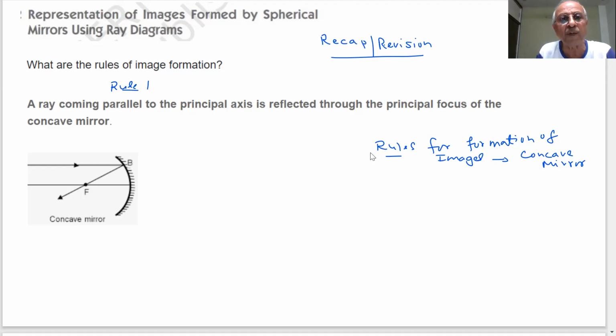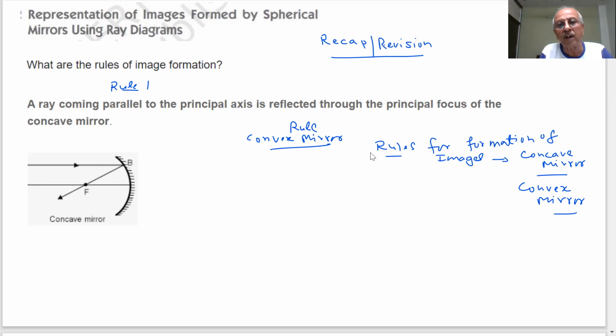This is a recap. But if it is a convex mirror, what will happen? Student, you already know that a convex mirror is a diverging mirror, and a concave mirror is a convergent mirror. So if I draw the convex mirror, how will it look? This was for a concave mirror. If I use a convex mirror, what will be Rule 1 for it? How will we draw it? As I said, we should practice and draw the diagram.